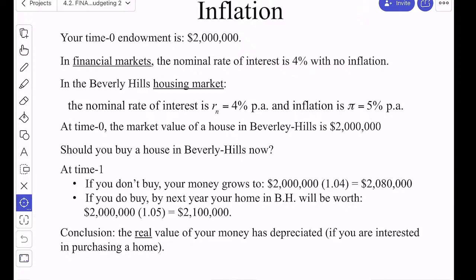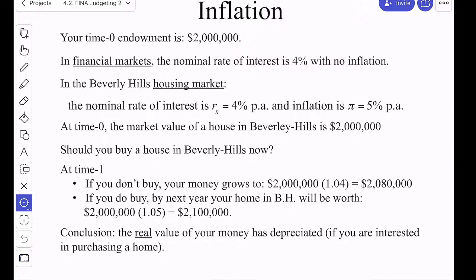Or you could invest in the Beverly Hills housing market, where the nominal rate of discount or interest is 4%, and inflation is estimated at 5%, and it will be 5% for the next year. So if you're interested in housing, should you purchase the home or not?